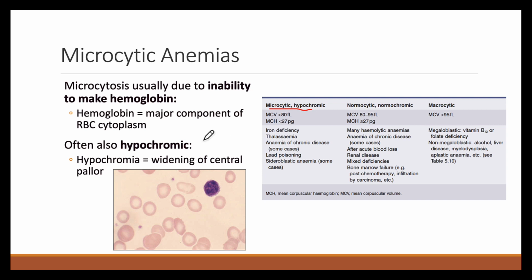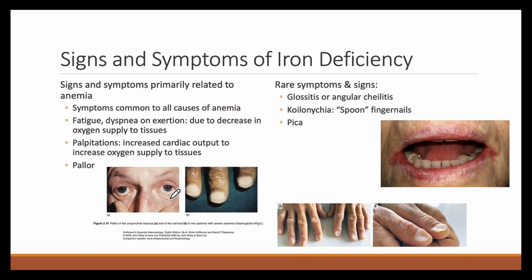Microcytic anemias mean a smaller than normal sized red cell, usually due to an inability to make hemoglobin. And due to the lack of that hemoglobin imparting that red color, these anemias are often also hypochromic, which means their central pallor is widened. You can see in that picture down below where that central white space is much wider.